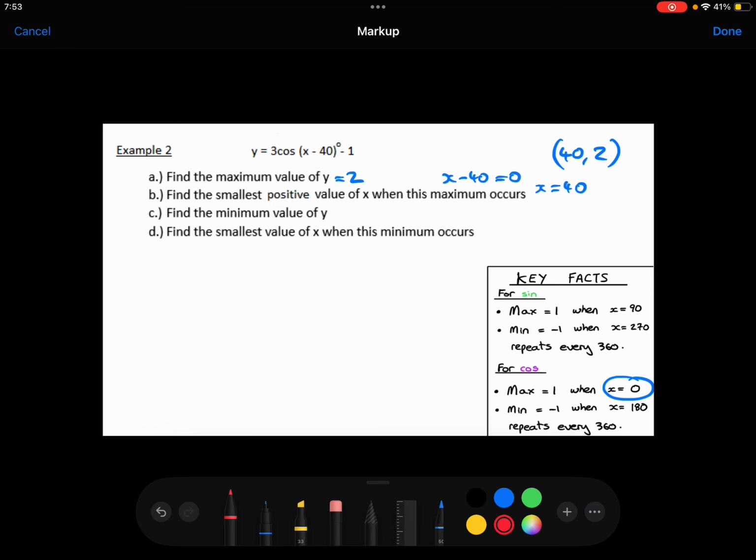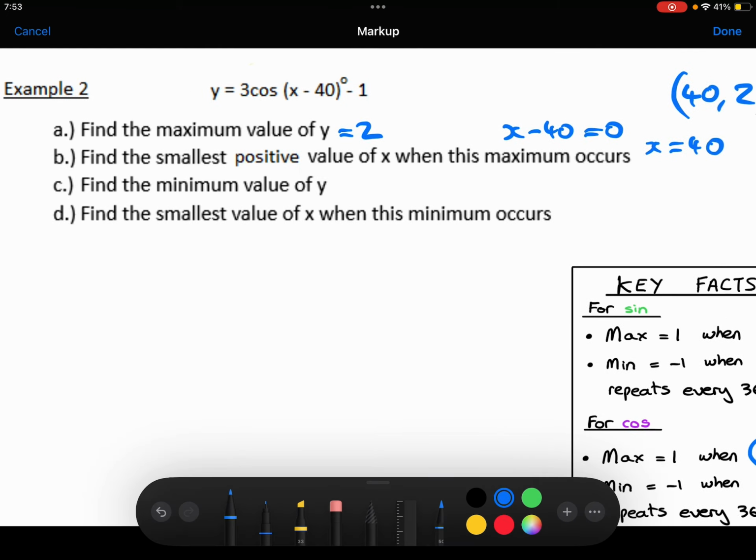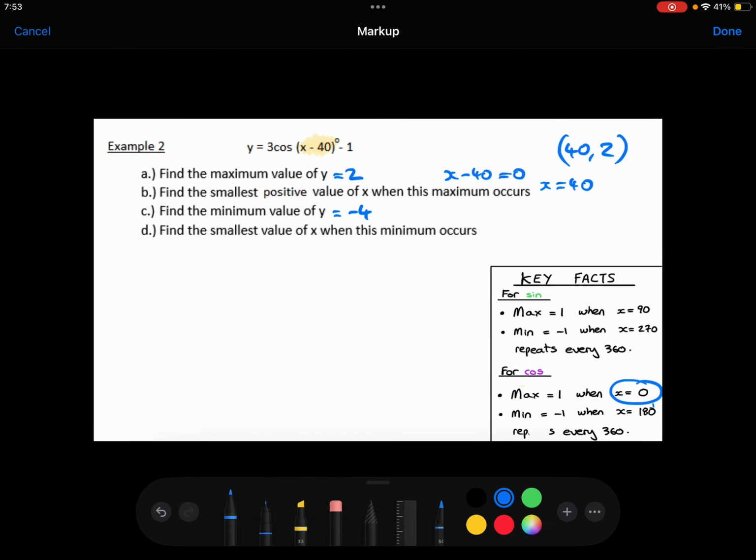Next, let's find the minimum value that this function can take. We know the minimum of cos is going to be minus 1. So we'll have 3 times minus 1 is minus 3. Minus the 1 on the end there will be minus 4. So that's the minimum that y can possibly be here. And we know that that's going to happen when this inside is equal to 180. So that's going to be when x is 220. So we have a minimum turning point of (220, -4).